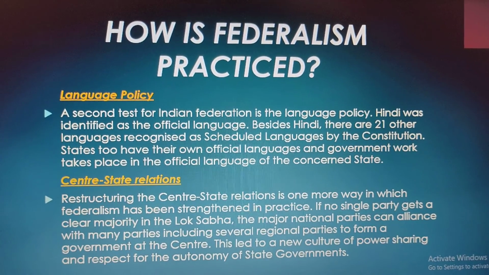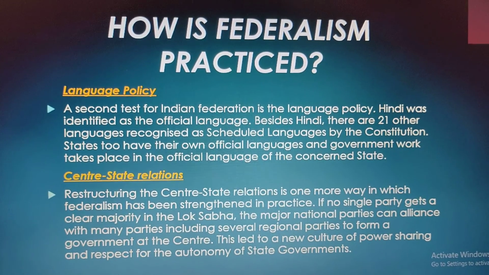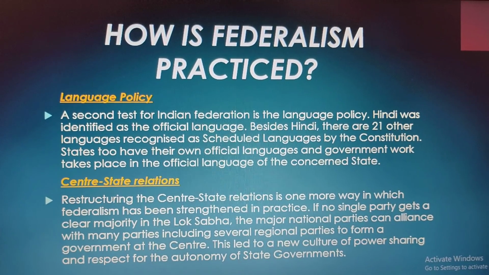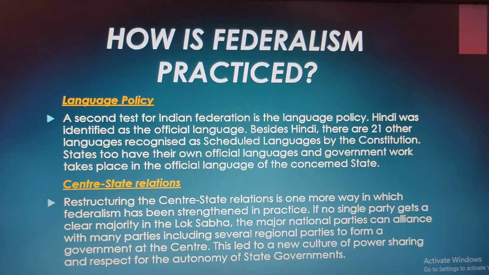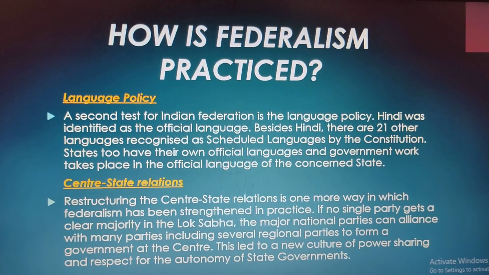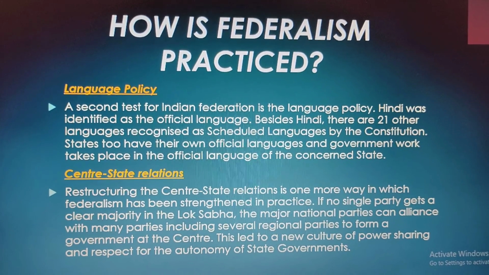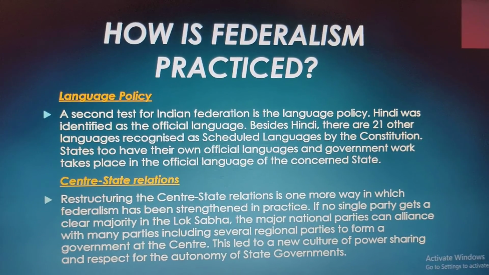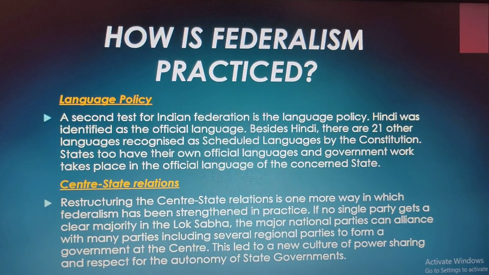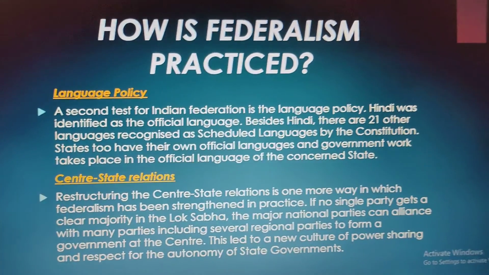Center-state relations. Restructuring the center-state relation is one more way in which federalism has been strengthened in practice. If no single party gets a clear majority in the Lok Sabha, the major national parties can form an alliance with many parties, including several regional parties, to form a government at the center. This led to a new culture of power sharing and respect for the autonomy of state governments.